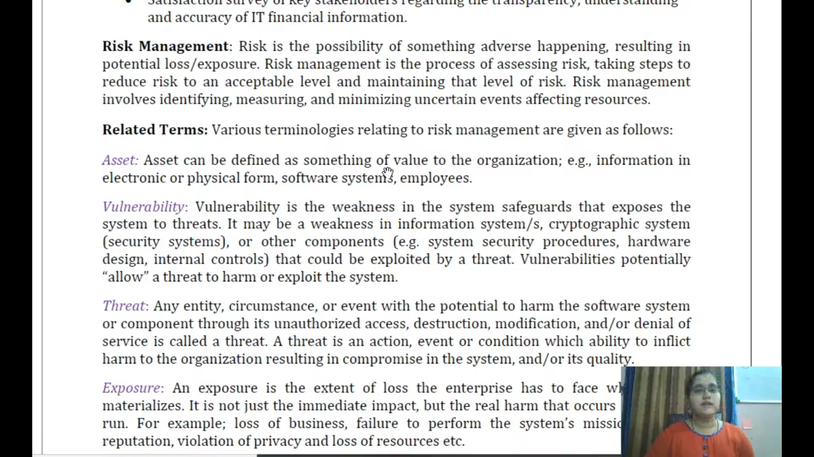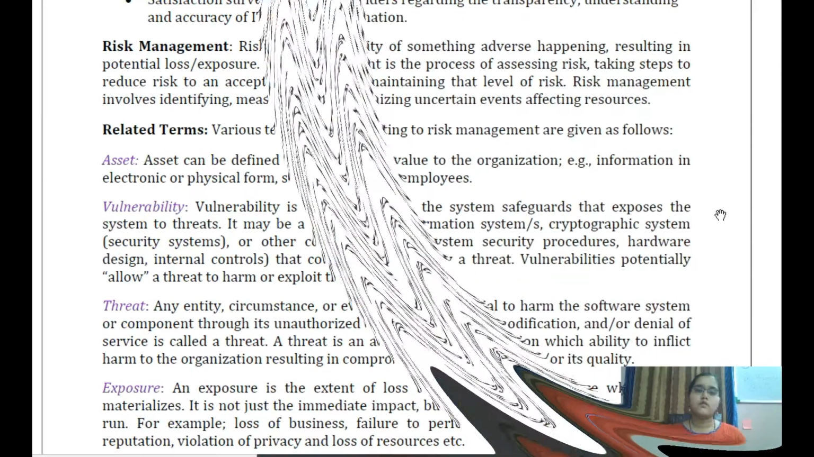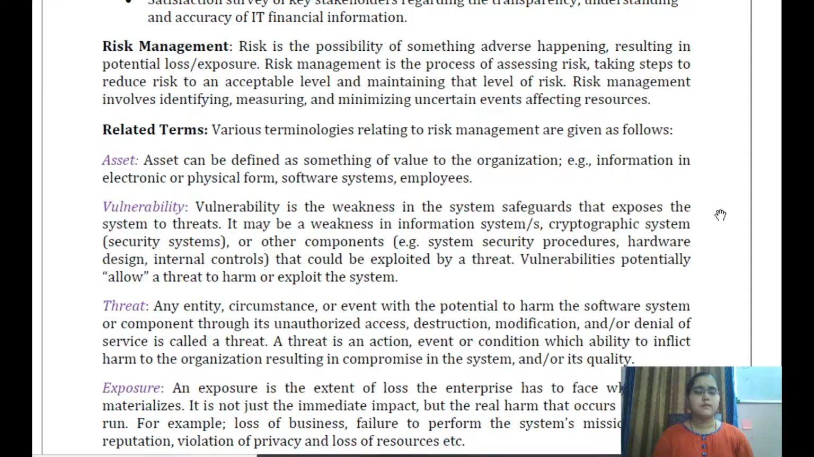So without much delay, let's get started. What is meant by risk? Risk is a possibility that some negative or adverse thing is going to happen. And risk management is a process of assessing that risk, taking steps to reduce the risk to an acceptable level, and maintaining that level of risk. Mostly, all types of risk cannot be eliminated.